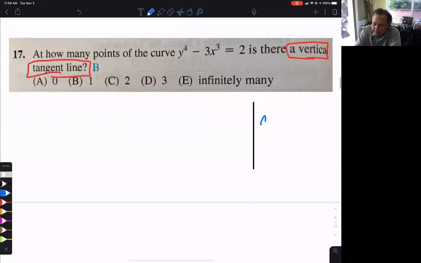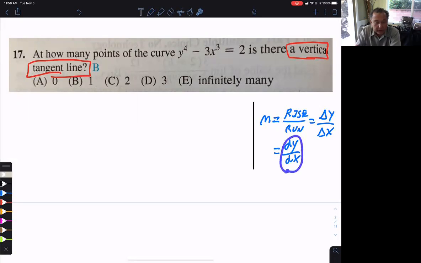What is the slope of a vertical line? Well, it's going to be rise over run. Rise is a change in y over change in x. Or if you do a derivative, it's dy/dx. So this is the derivative, which is related to that. This is the average rate of change. This is the instantaneous rate of change. But in a vertical line, it's going to be the same.